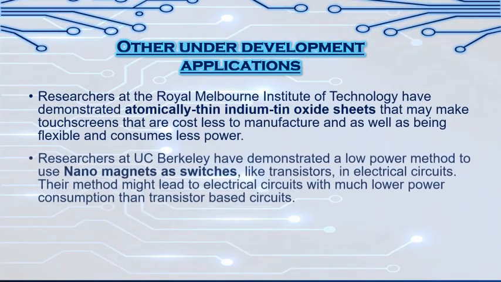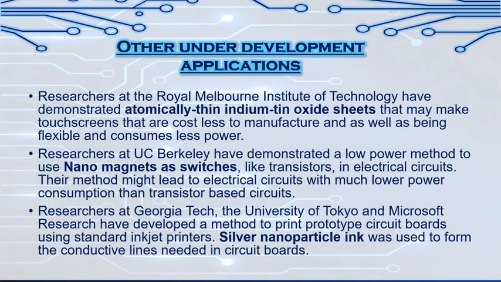So here are some under development applications of nanotechnology in electronics. Some researchers have demonstrated atomically thin indium tin oxide sheets that may make touch screens that are costless to manufacture as well as being flexible and consuming less power. Some researchers at UC Berkeley have demonstrated a low power method to use nanomagnets as switches like transistors in electrical circuits. So what they basically do is replace transistors in electrical circuits with nanomagnets. Their method might lead to electrical circuits with much lower power consumption than transistor based circuits.